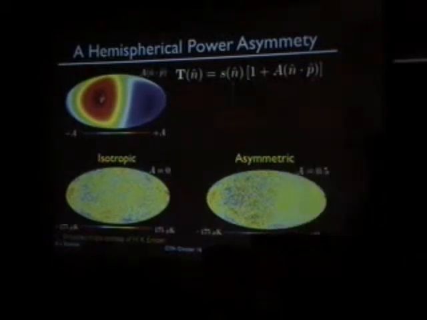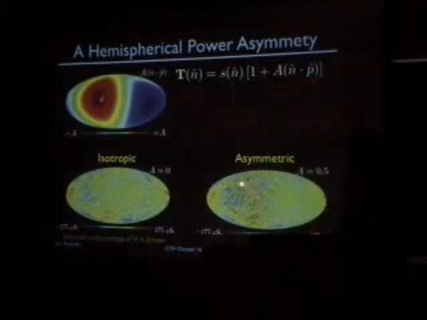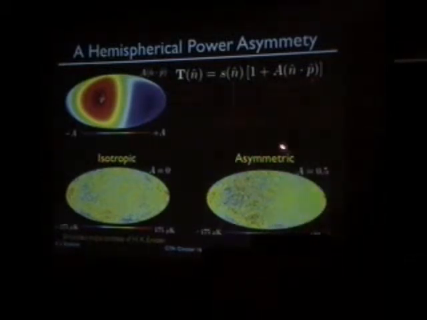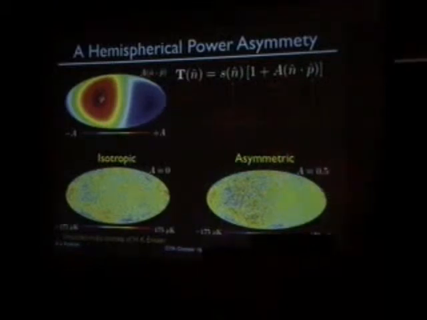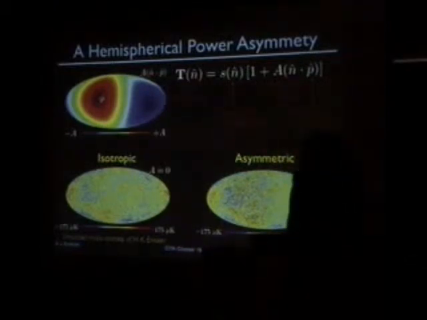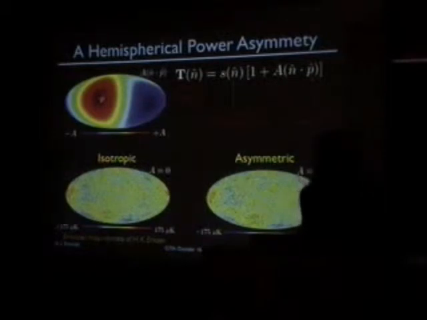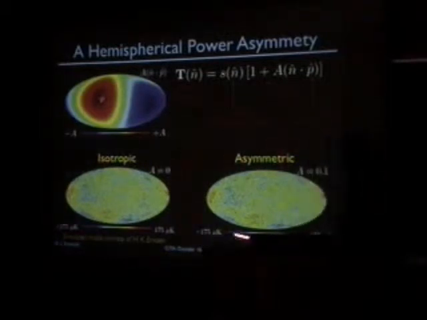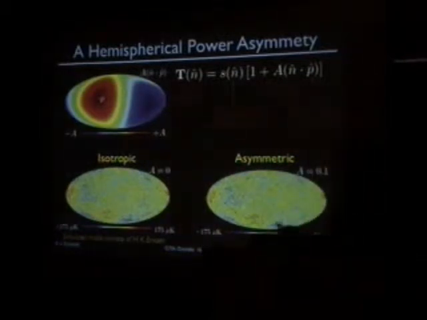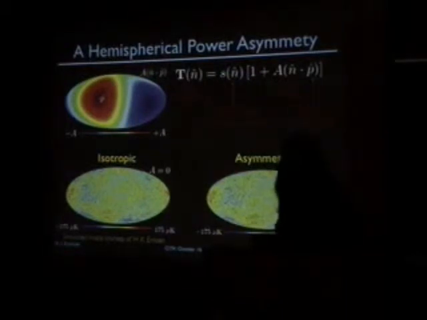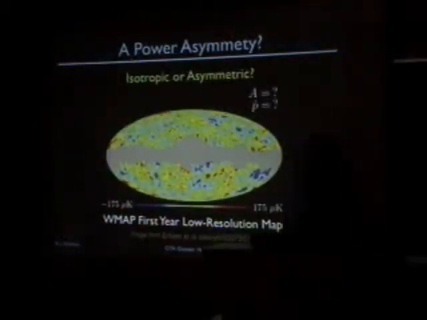And of course, we've seen WMAP, and we know that this is not what WMAP looks like. But this is an extreme asymmetry. This is a 50% asymmetry. What if it were just a 10% asymmetry? Then it becomes a lot more difficult to see with the naked eye, and you need to do some statistics. So this leaves the open question: is our universe isotropic or asymmetric?